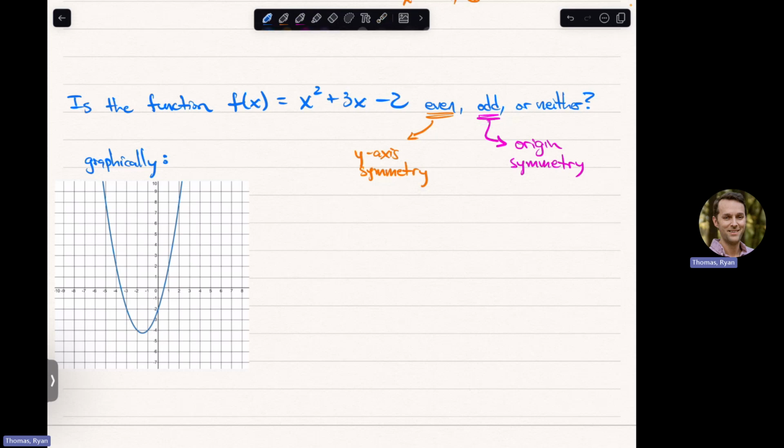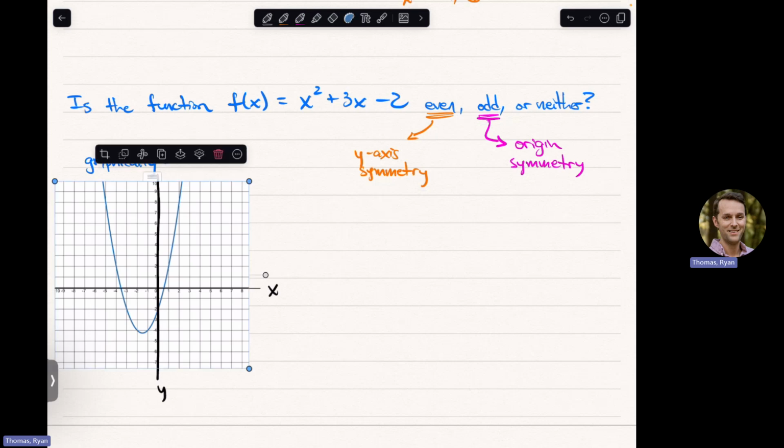So my graph here, the axes aren't super clear, but here's the y-axis, just to make sure we can see it. And here's the x-axis. Okay, so if I'm looking at the graph and thinking through this idea, y-axis symmetry means that if I hold the y-axis still and flip that graph over or reflect it, I should end up with the same picture. So again, if I hold the y-axis still and flip it over, I should end up with the same thing.